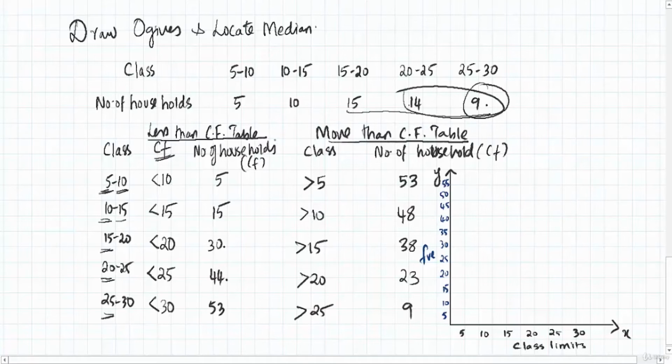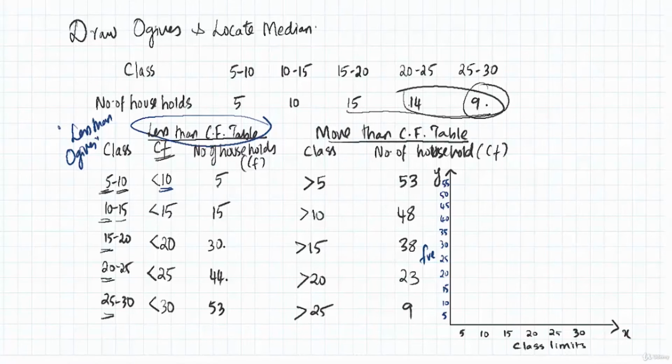So now I should capture all the information. First we'll capture the less than cumulative frequency table. This is called less than ogives. In less than ogives, when my class is 10, the number of households, that is the frequency, is 5. And when my class is 15, the number of households is 15.